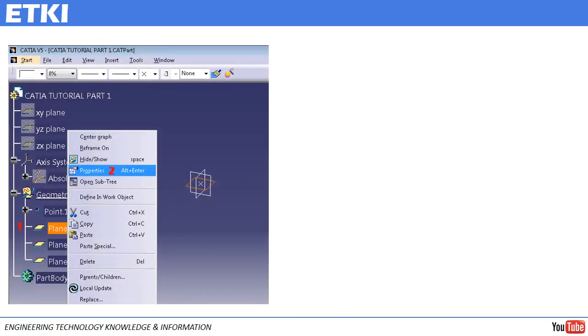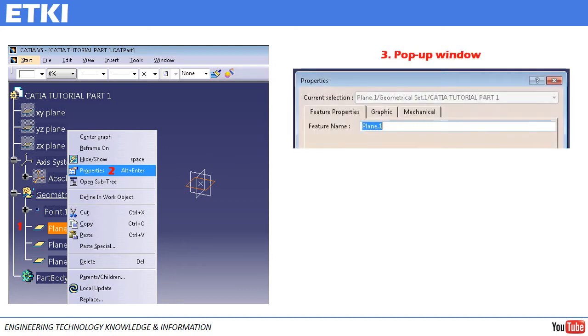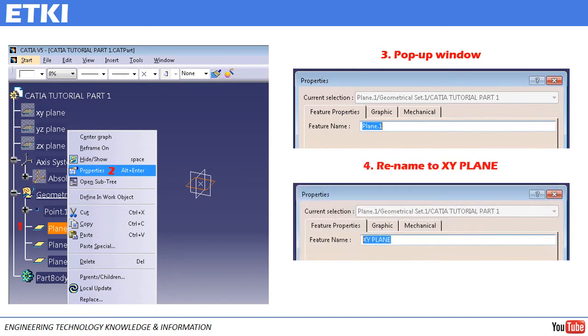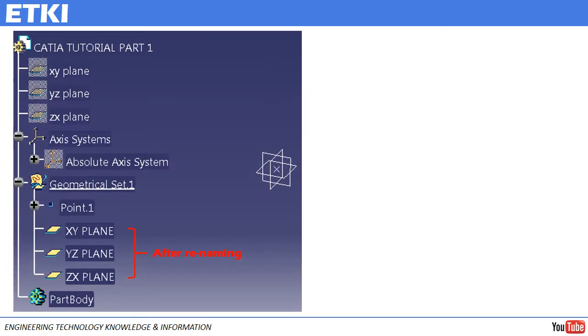Now right click on the plane that we have created using XY plane and click on properties. This will open a pop-up window. In the pop-up window, feature name area you rename to XY plane and click on OK. This will change the plane name to XY plane. Repeat the same method and rename other two planes also to YZ and ZX plane accordingly. After renaming all the planes, the structure will look like as shown.